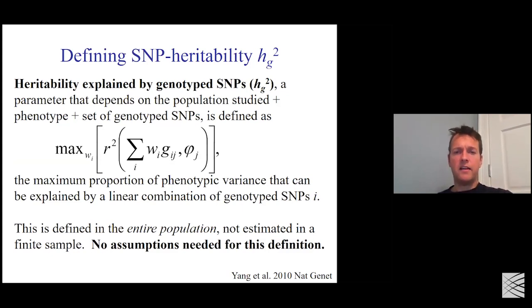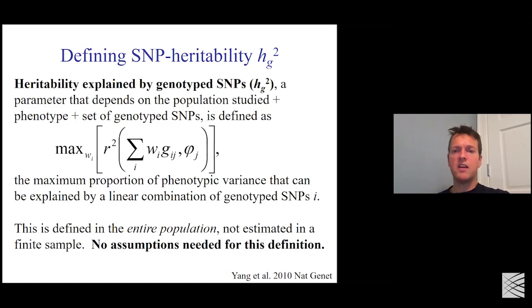And again, reverting to a little bit of math here, I feel that if we're going to talk about estimating a quantity, we really want to define that quantity in the entire population. And this is a formal definition of that quantity, in the entire population. We can skip the mathematical symbols here, and in words, this is just the maximum amount of phenotypic variance that you could explain using any linear combination of SNPs. And that's the definition of SNP heritability. That's a definition in the entire population.